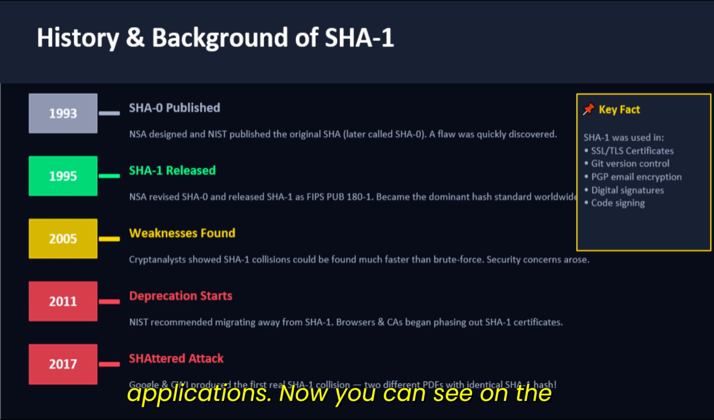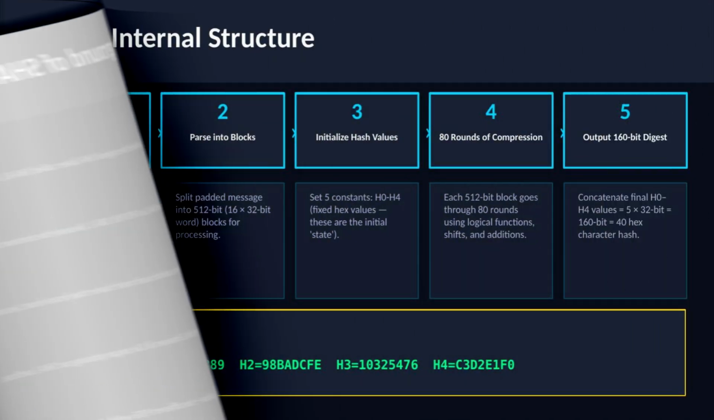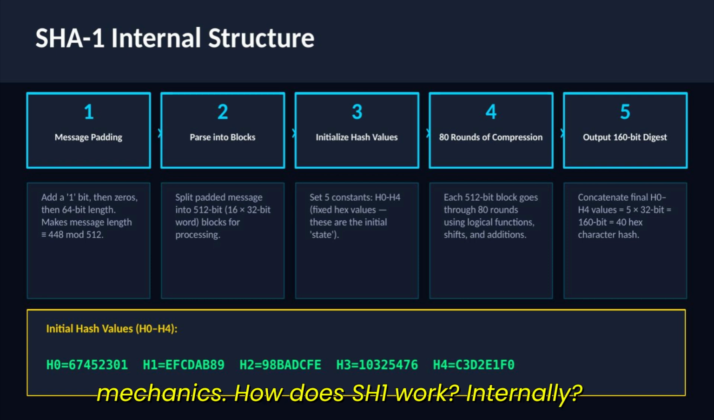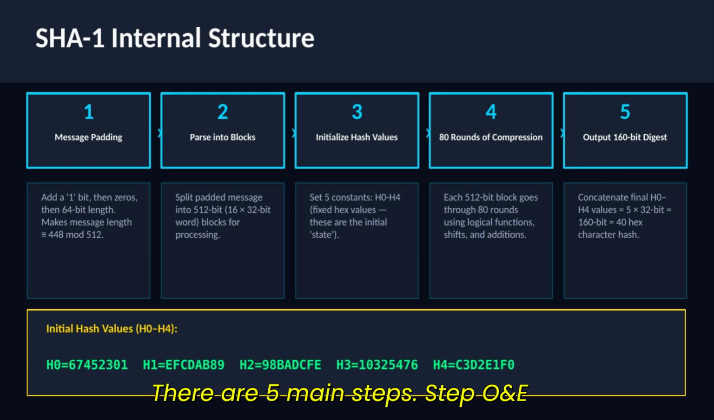Now you can see on the right side of the slide, SHA-1 was used in so many systems: SSL certificates, Git, PGP email encryption, digital signatures, and code signing. That's why understanding it still matters. Today, it's everywhere in legacy systems. All right, now let's get into the actual mechanics. How does SHA-1 work? Internally, there are 5 main steps.